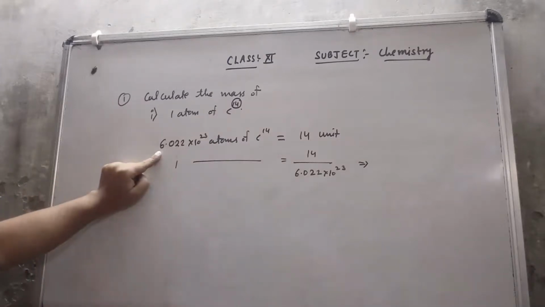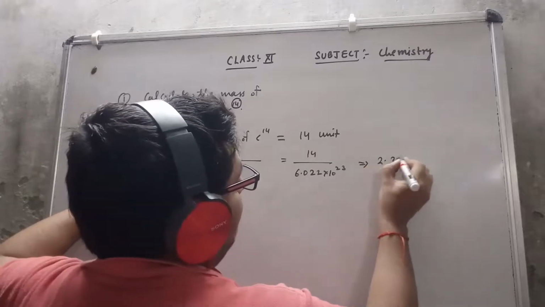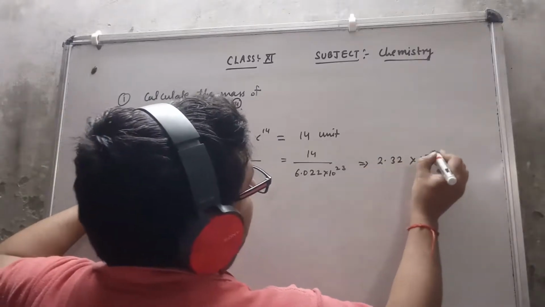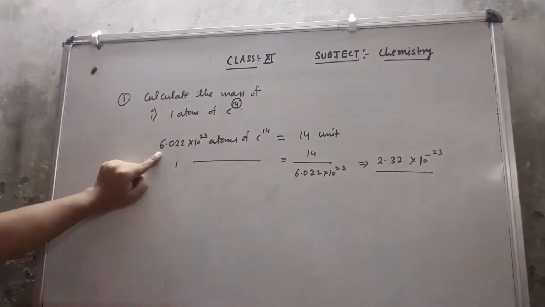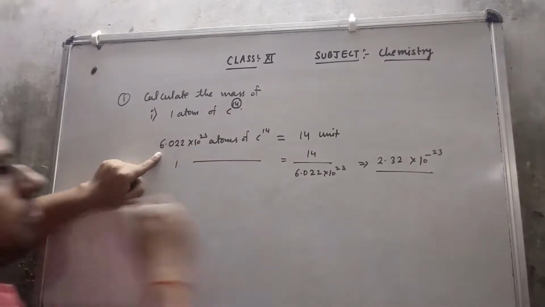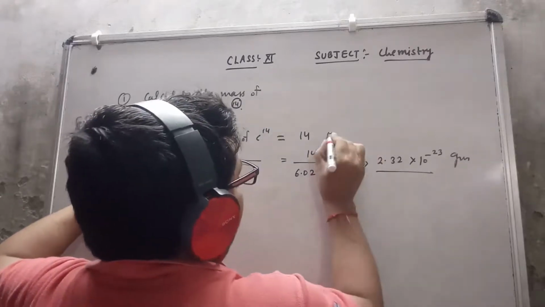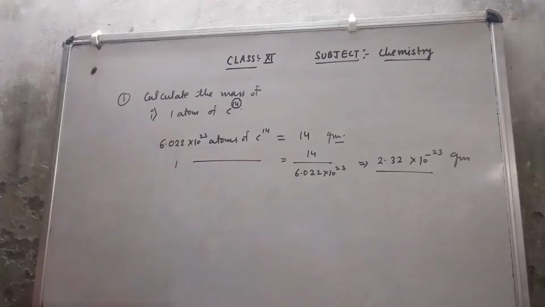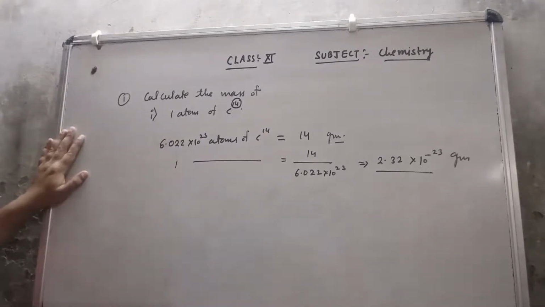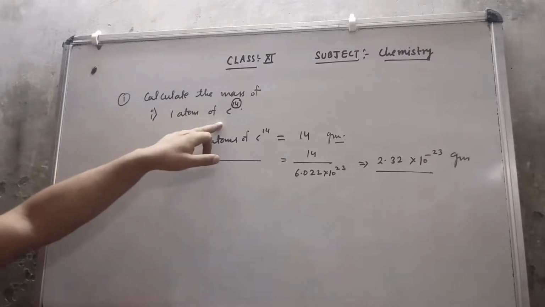If you solve it, it comes to 2.32 into 10 to the power minus 23 unit. That means if that is given in gram, then that much gram is there. So this is the first question, how to convert atom into mass. So one atom of carbon 14 I want to convert.